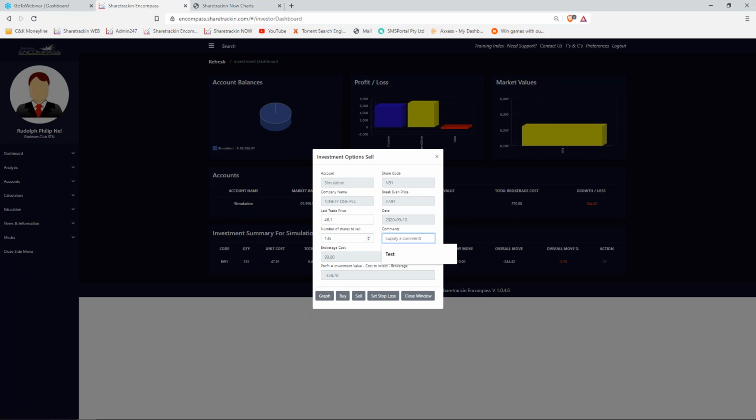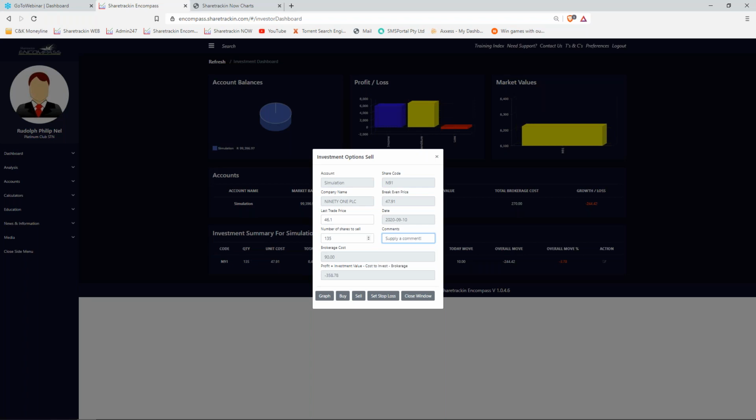So then you need to enter your comment why you're selling it. It might be stop loss reached, or a target value reached, or you're happy with your percentage growth. It doesn't really need to be a big comment. It only needs to be one reason why you're selling the share, right? It doesn't need to be two. So it doesn't need to be one big comment like the buying one.